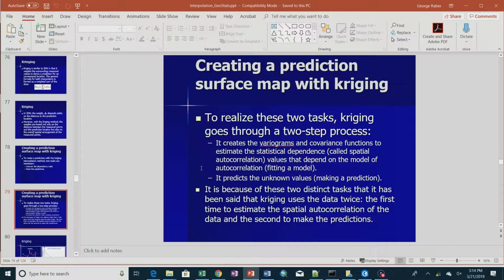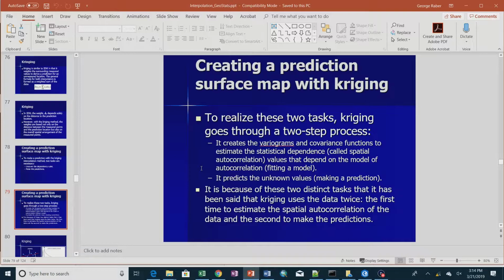So it's a two-step process. The first process is that the Kriging algorithm creates variograms to estimate the spatial dependence. We call that spatial autocorrelation. So it tries to find out if nearby values are related to each other. That's like clustering. And it tries to determine how far away values get before a nearby value is unrelated to a value that's way out there.